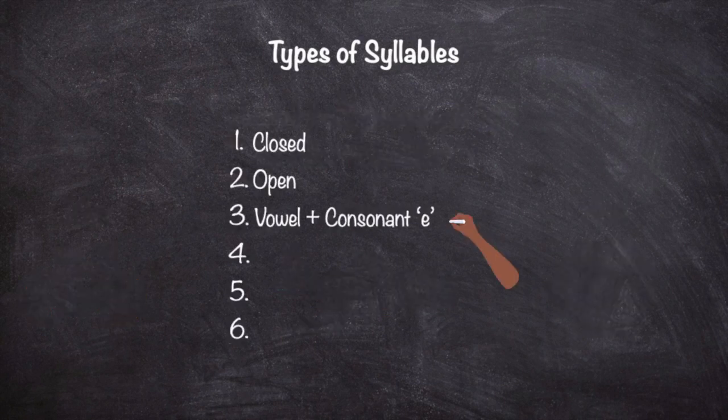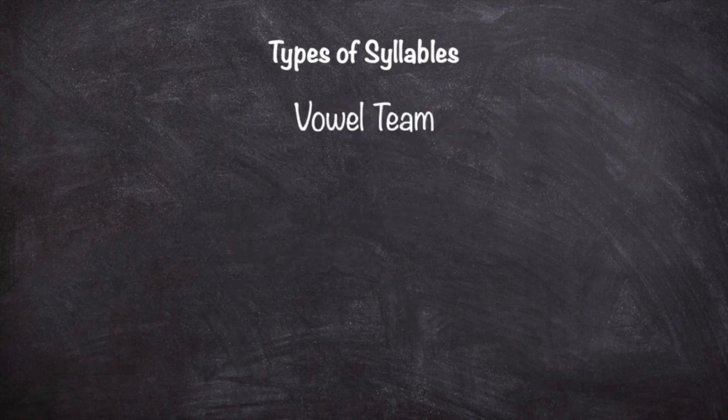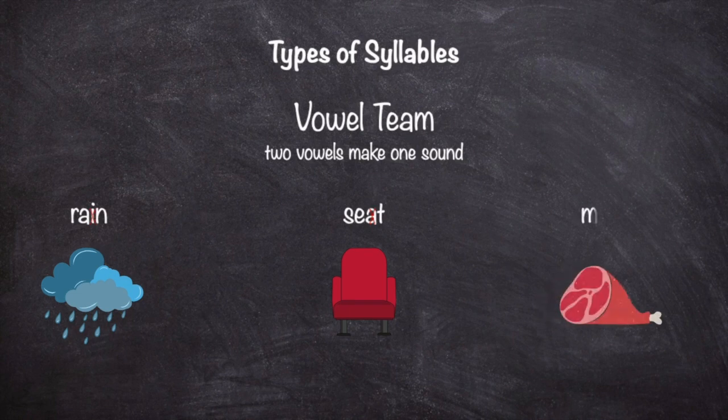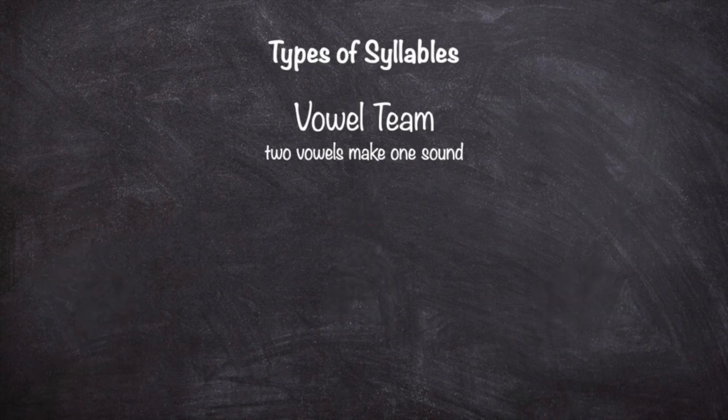The next type of syllable is the vowel team syllable. This is when you have two vowels together, but you only hear the first vowel saying its name, as in the word rain or the word seat, and meat.